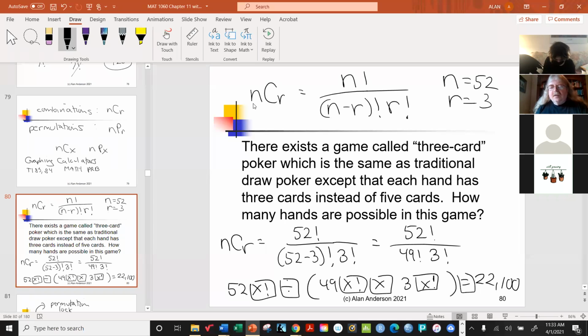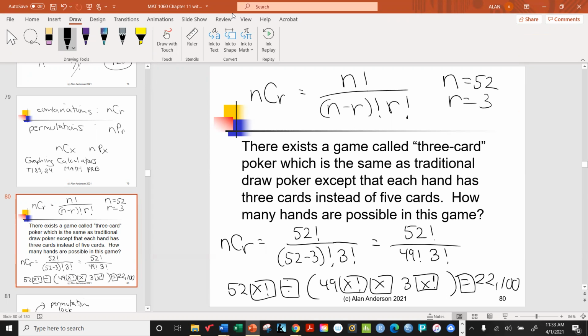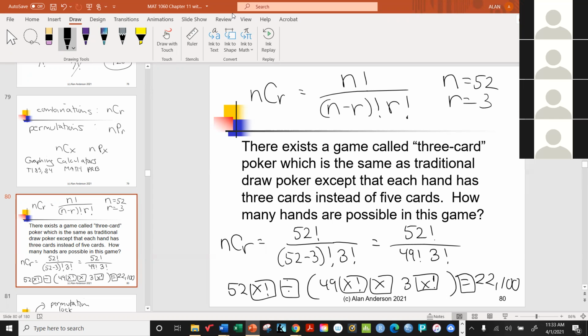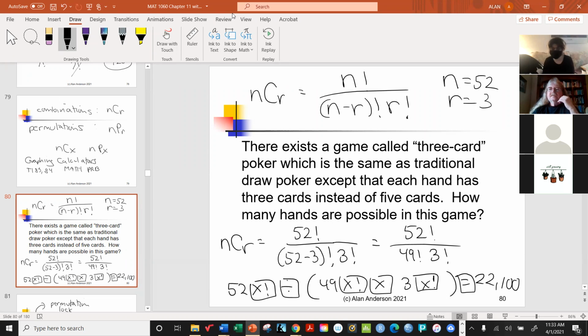Don't forget that equal sign. Make sure you can go through and come up with this number. Does everyone have it? All right, is everyone done with that?